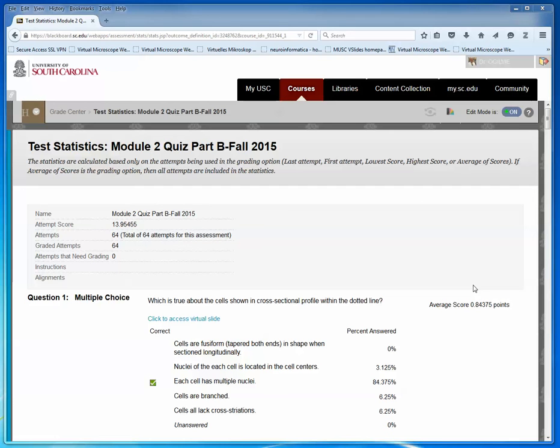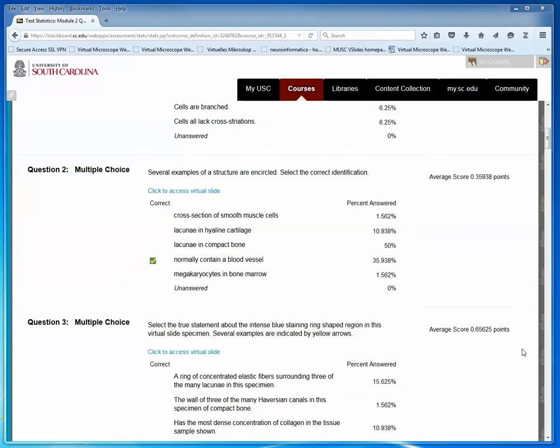This is a review of selected questions that the class did not perform as well on in the Module 2 quiz, Part B. I'm going to skip down and find some that were not performed well and only present those to save time. Okay, this is one of them, question 2, and it won't be question 2 in your quiz, but several examples of structure when encircled and select a correct identification.